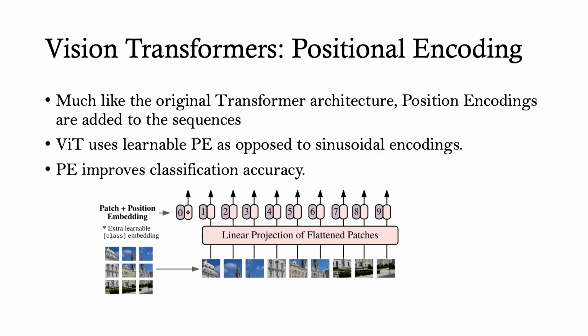Positional encoding is also an important component of the vision transformer design. And much like the original transformer architecture for NLP, the positional encodings are added to the sequences of embedded patches of the image. The vision transformer used learnable positional encoding as opposed to sinusoidal encodings. The positional encoding improves accuracy because the positional embeddings are added to the patch embeddings to retain positional information, which is missing due to the patching operation.